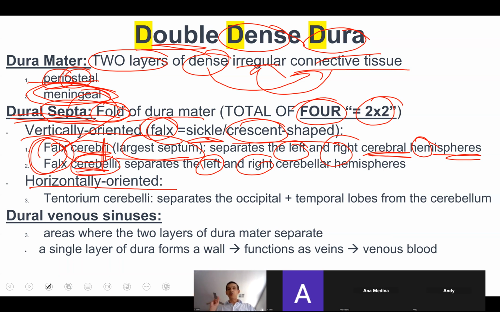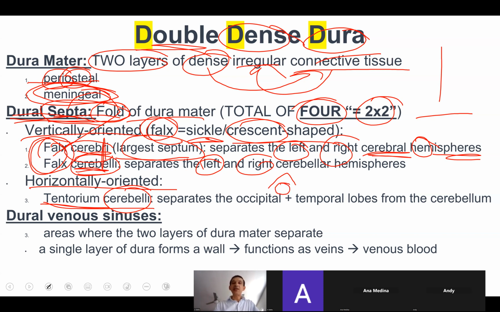Now, two other septae are horizontally oriented. So here is your vertical, here is your horizontal orientation, okay? One of them is called tentorium. And look at the name, tentorium cerebelli. So tentorium means what? It means a tent. So obviously it's a tent above the cerebellum.